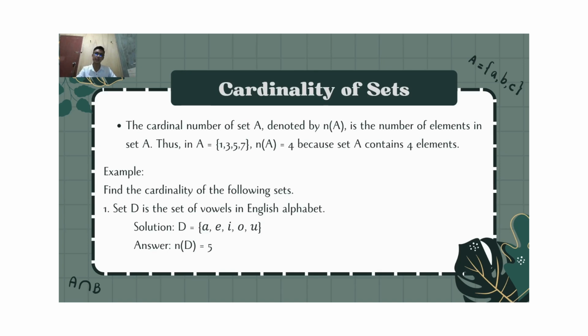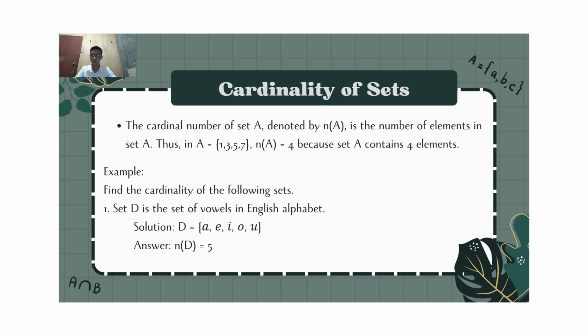Now let's proceed to the cardinality of a set. So what is the cardinality of a set? It states there that the cardinal number of a set A, denoted by n(A), is the number of elements in set A. Thus, if A equals 1, 3, 5, 7, then n(A) is equal to 4 because set A contains 4 elements. For us to be able to understand it clearly, sa madaling salita, kung ano yung nilalaman sa loob ng braces o sa set, kung ilang bilang, yun lang yun. Okay? So we have here the examples for us to understand what is the cardinality of a set.